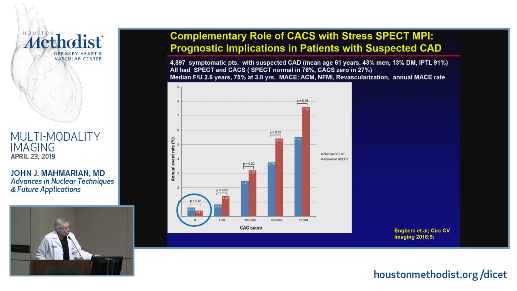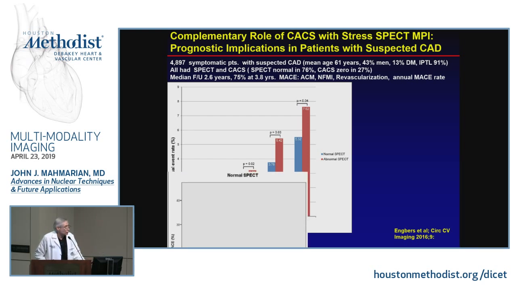Normal, abnormal, normal, abnormal, normal, blue, abnormal SPECT, red. So even most dramatic as you get into these higher calcium scores. Okay, so there's this interrelationship once you get above 0 in terms of being able to utilize both of these test results to identify who's at lower risk and who's at higher risk.